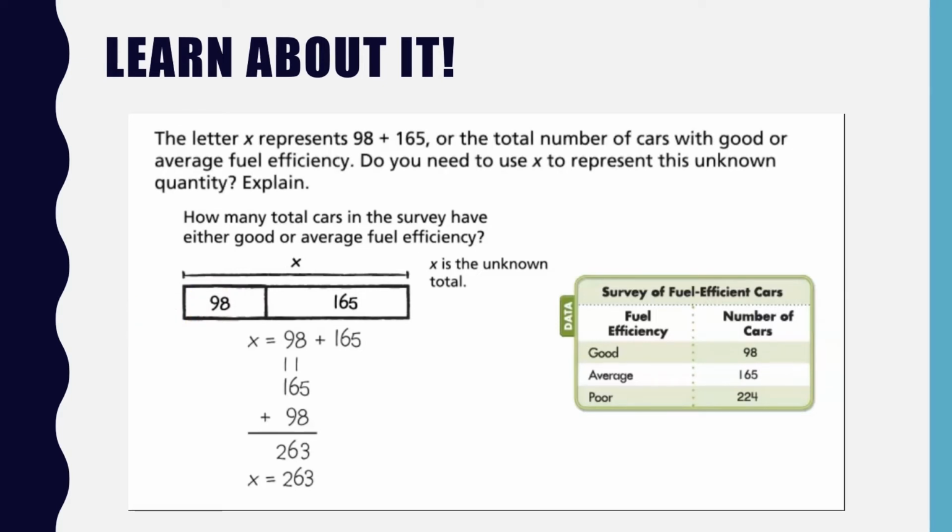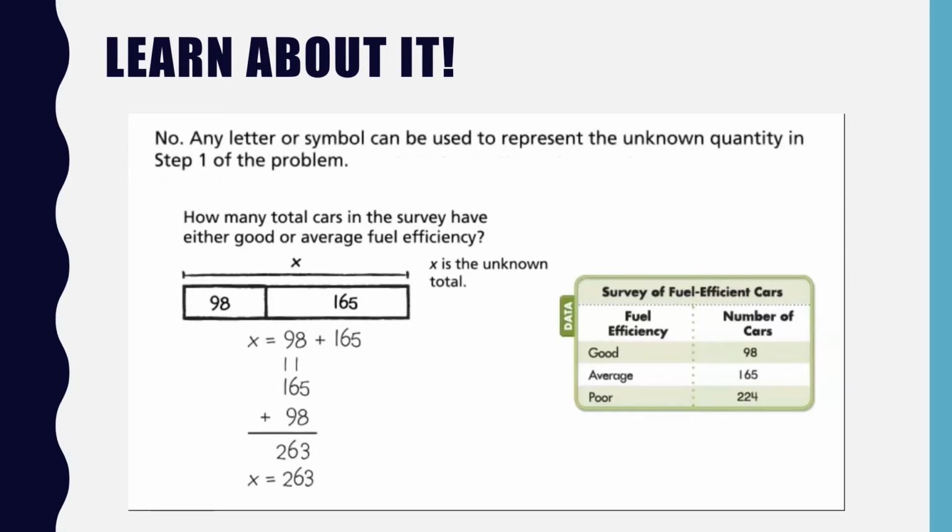The letter X represents 98 plus 165, or the total number of cars with good or average fuel efficiency. Do you need to use X to represent this unknown quantity? Explain. No. Any letter or symbol can be used to represent the unknown quantity in Step 1 of the problem.